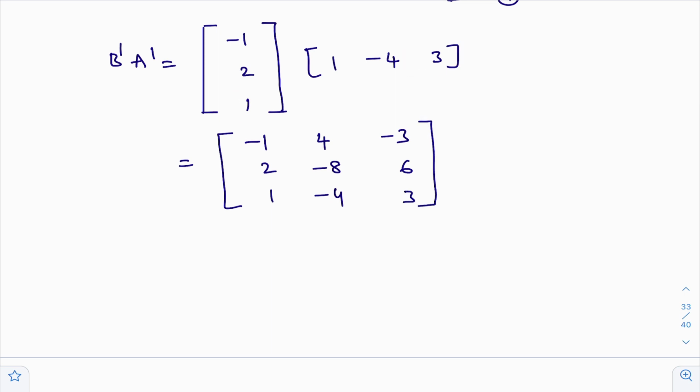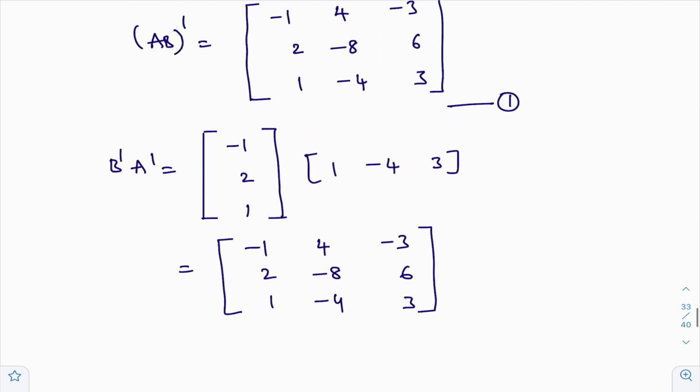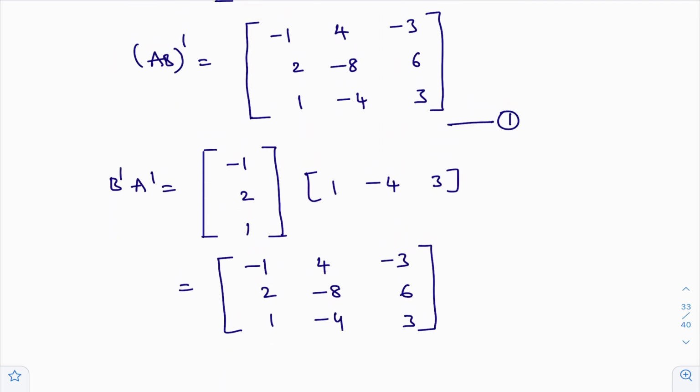I hope you are understanding. Now I calculated B dash A dash also. I'll take this as equation 2.